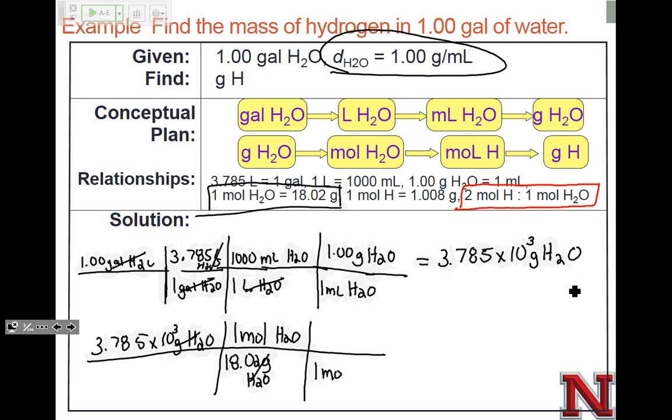So our 1 mole of H2O is related to our 2 moles of hydrogen. Now this would give us our moles of hydrogen, but we want our mass of hydrogen, so we just have to do one more conversion using, of course, our mass from the periodic table, which is 1.008 grams per mole. So our mole of hydrogen goes at the bottom, and our grams at the top.